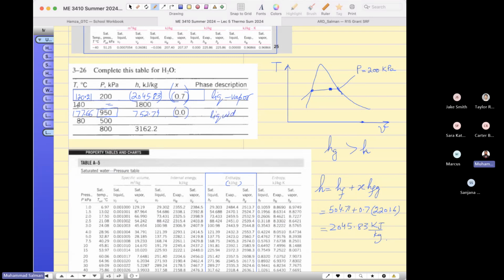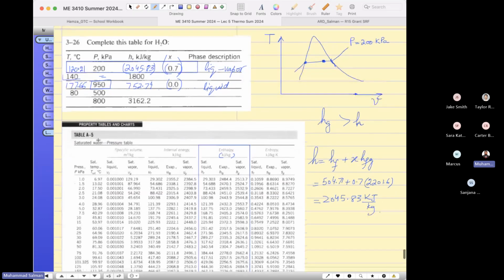Okay, now over here I am going to show you the temperature table. This is the pressure table. I want to show you the temperature table, A4. And for that I want to cut and paste 140. So let's do this one. I'm going to just cut and paste 140 here.